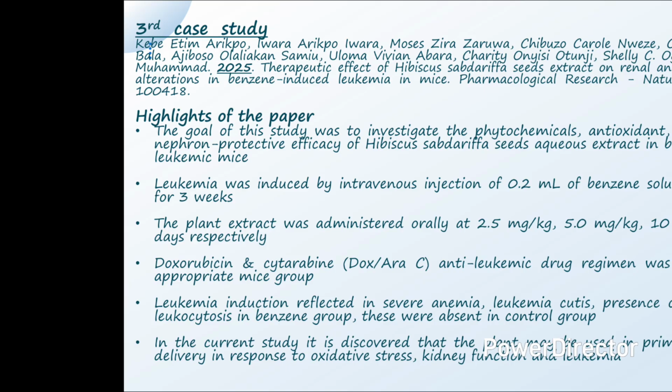Doxorubicin and cytarabine anti-leukemic drug regimen was used to treat the appropriate mice group. Leukemia induction was reflected in severe anemia, leukemia cutis, presence of blast cells and leukocytosis in the benzene group. These were absent in the control group. In the current study, it was discovered that the plant may be used in primary healthcare delivery in response to oxidative stress, kidney function, and leukemia.